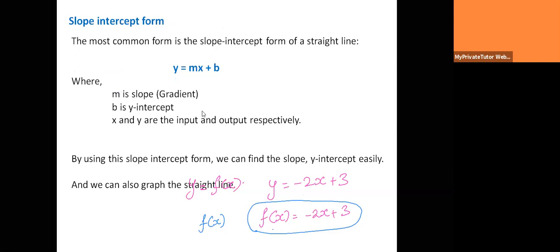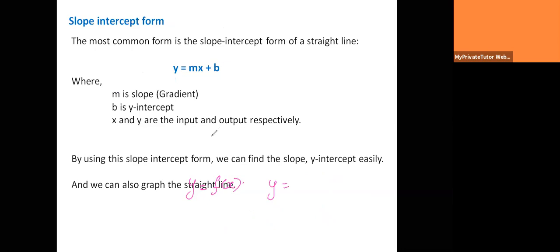This is the slope-intercept form. This is what I've already explained on the whiteboard, isn't it? We can convert the standard form to a slope-intercept form so that we can find the slope easily, rather the y-intercept easily. Sometimes we can easily graph using the slope-intercept form. I will tell you how this slope-intercept works easily. And please remember the slope is also called gradient.